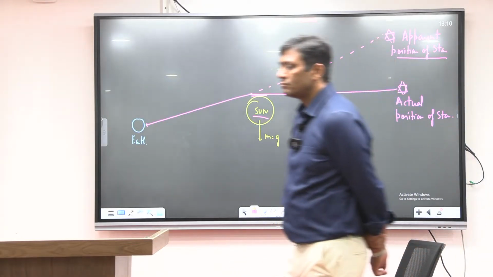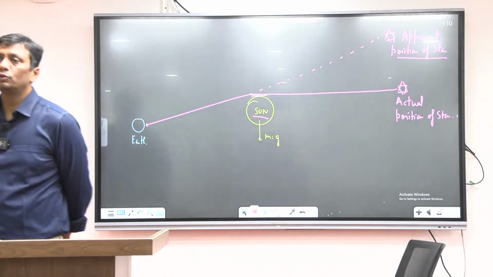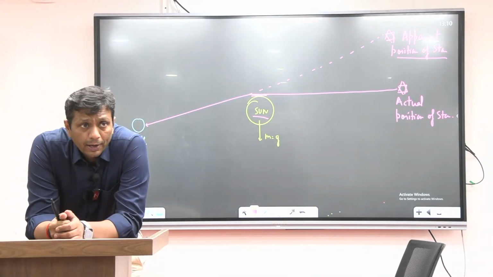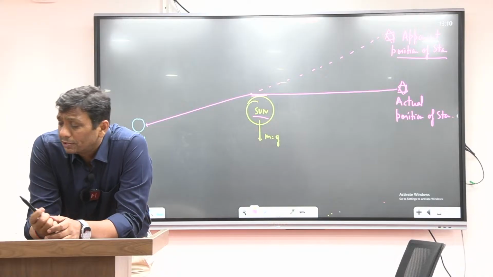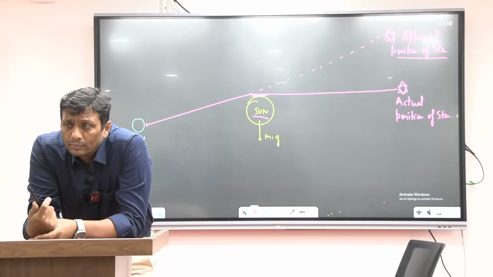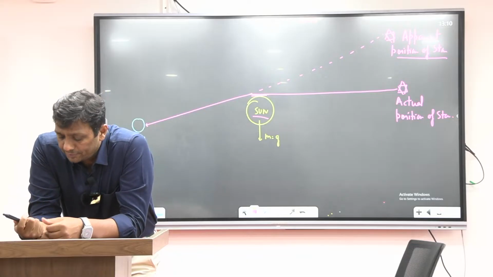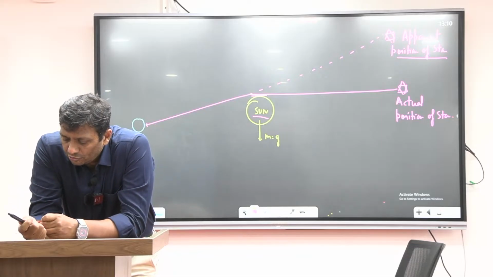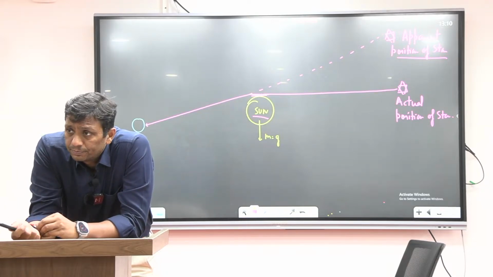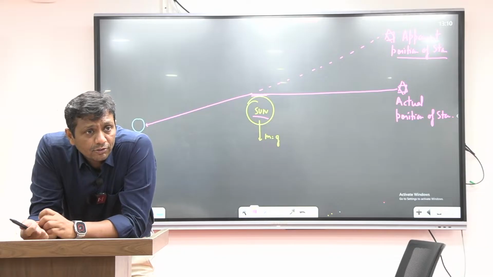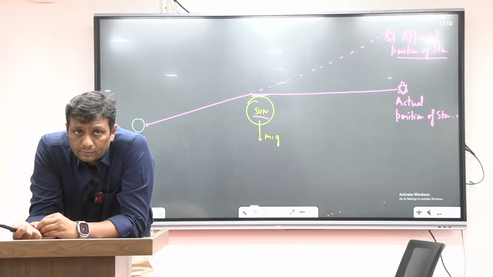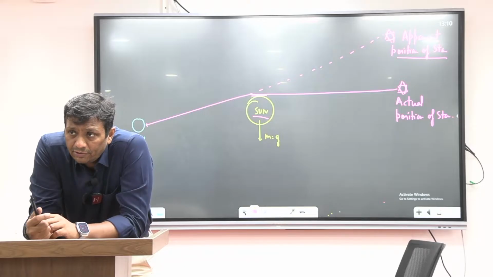Clear? Now I'll tell you about two more small concepts, hardly 5 more minutes. Gravitational lensing, and the next one is the Einstein ring. Actually, this phenomenon is called gravitational lensing.